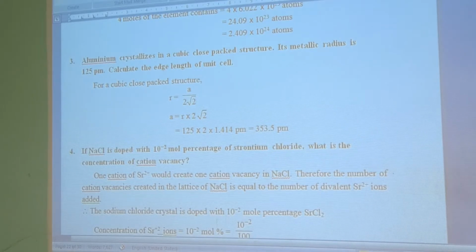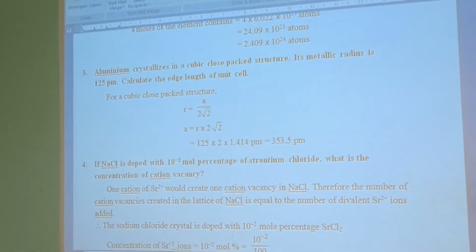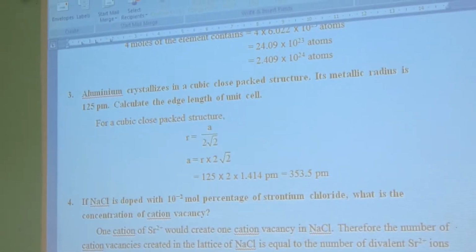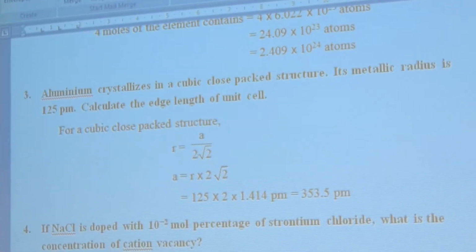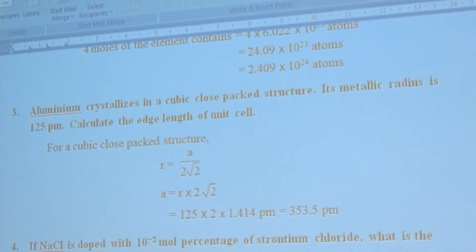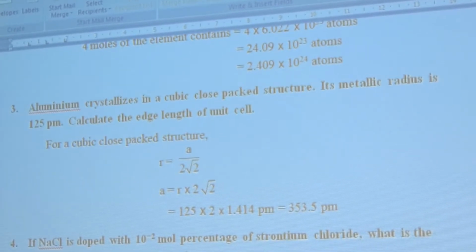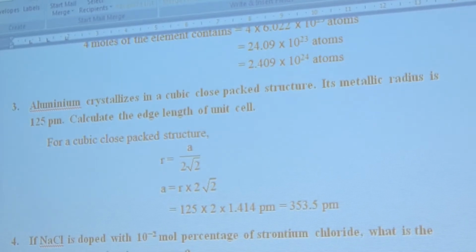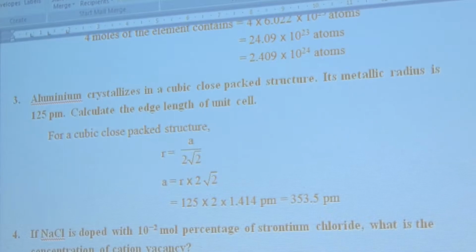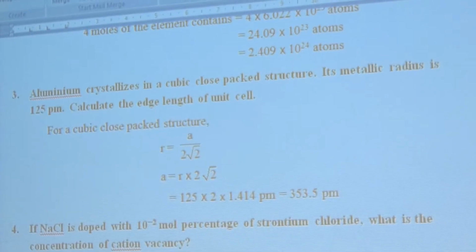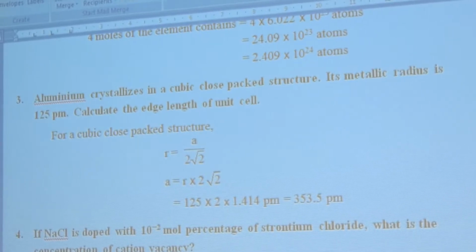Aluminium crystallizes in cubic closed packed structure. This cubic closed packed is especially for face centered cubic. Face centered cubic may be arranged in 2 ways: one, hexagonal closed packed and the other, cubic closed packed. In cubic closed packed, it is an A, B, C type of arrangement. In hexagonal closed packing, it is an AB type of arrangement.